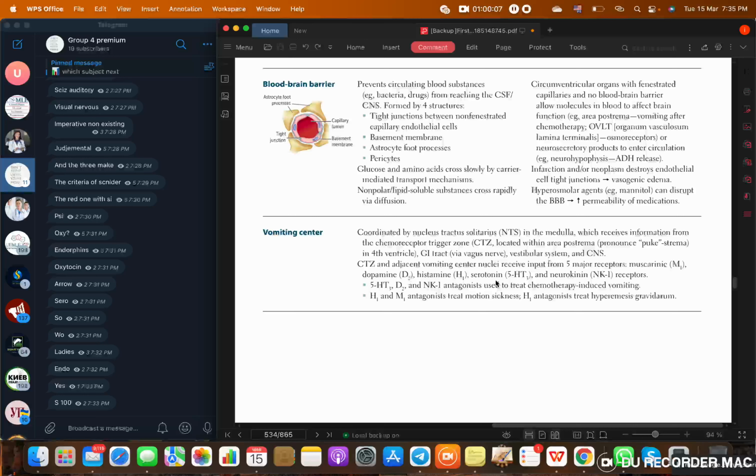The blood-brain barrier. Okay, so the blood-brain barrier prevents circulating blood substances such as bacteria or drugs from reaching our CNS. Okay, that's a good thing, right? It protects our brain from being exposed to bad stuff.